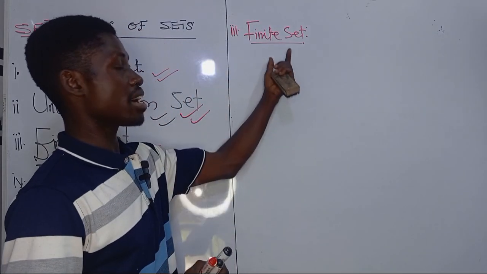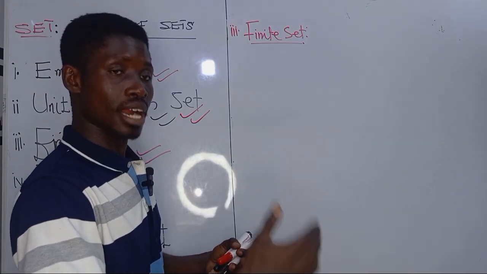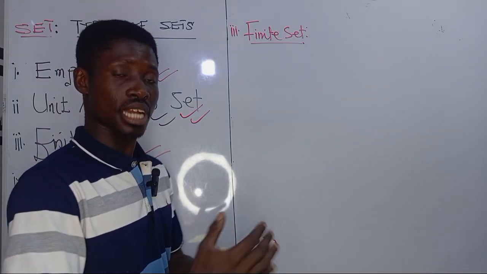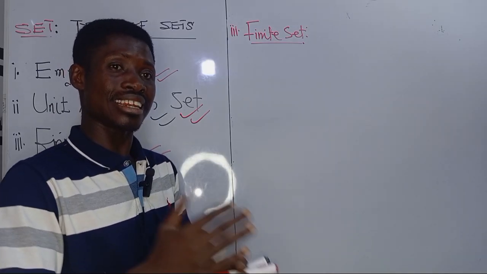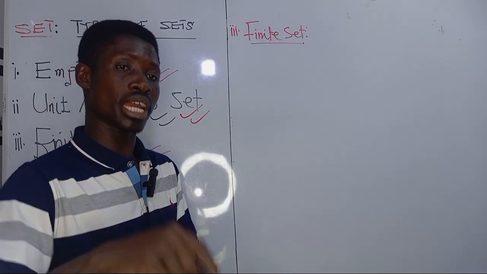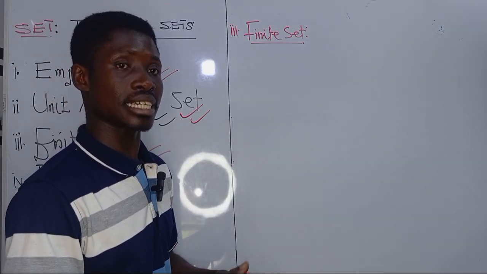So when we talk about a finite set, then we are looking at a set whose last member can be found, or a set which comes to an end. So when you have a set where the last element can be found, or you can locate the last element, then you can classify that set as what? A finite set.